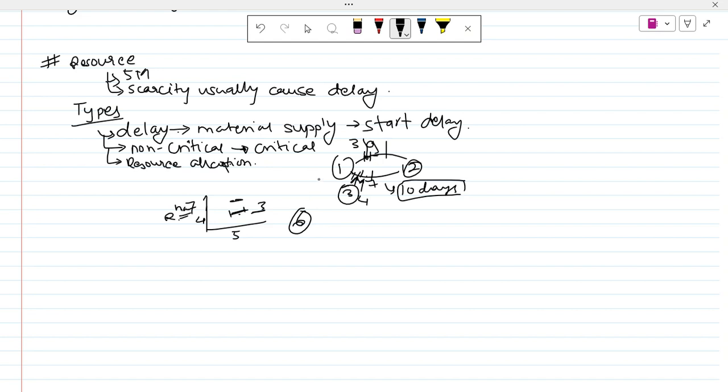So this is how resource scheduling and allocation is done. The very concept is there. So what is resource smoothing? There is a concept of resource smoothing and resource leveling. Okay, we will study that. Resource leveling and resource smoothing.